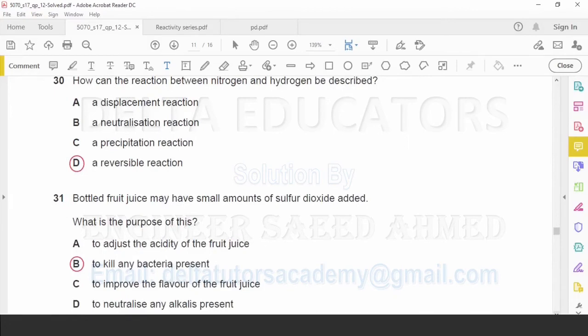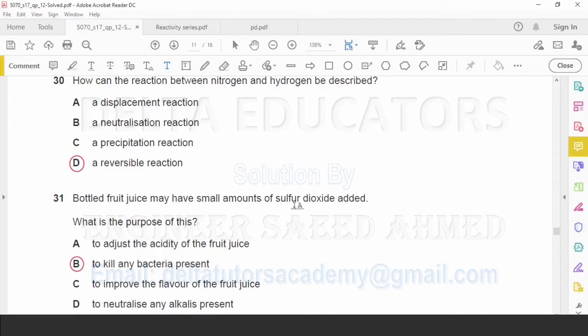Question number 31. Bottled fruit juice may have a small amount of sulfur dioxide added. What is the purpose of this? We add sulfur dioxide as a preservative. Now we check the options. Option A, to adjust the acidity of the fruit juice. No. Option B, to kill any bacteria present. Yes, it is the correct option. Since sulfur dioxide is used as a preservative, it can kill any bacteria and keep the juice fresh for a long time. So here correct option, option B.